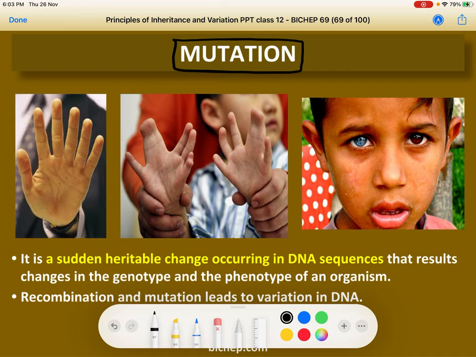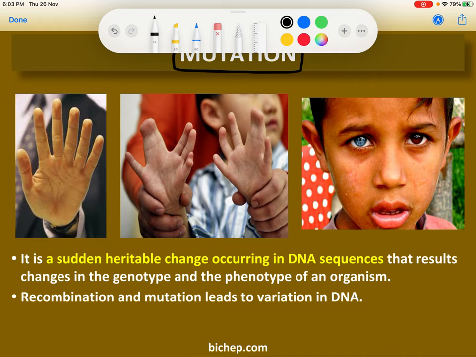Now we are supposed to understand how and why this mutation is happening. If you see the photographs here, the person is having 6 fingers in total. Here fingers are conjoined and here the eye colors are different. So it is a difference from the normal character. They are variants, and this is termed as variation. Variation can result either positively or negatively as well.